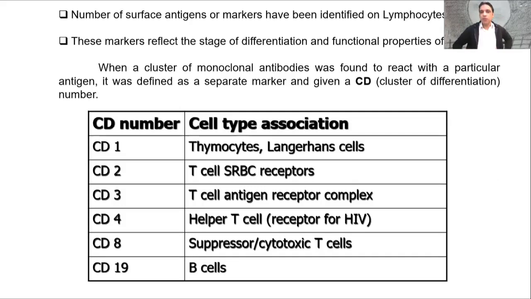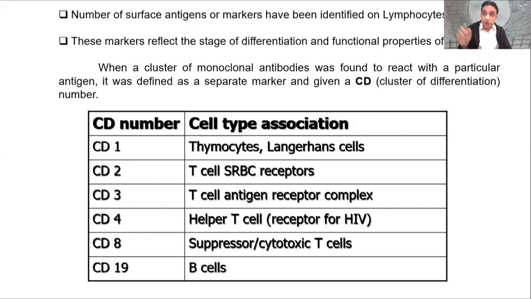For example, thymocytes, which are also called Langerhans cells, have the CD1 type of cluster of receptors present on their surface. It is their marker, the receptor which helps us recognize the thymocytes. The most important among all of them are CD4, CD8, and CD19. You are going to see them again and again.